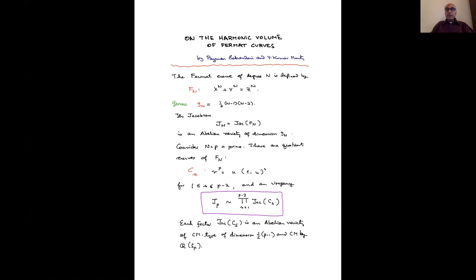And so each factor in this, the Jacobian of C_S, is an abelian variety. In fact, it's an abelian variety of CM type, which means that it has endomorphisms by a field of degree over Q equal to twice the dimension of the abelian variety. That's the maximum that's allowed. Indeed, the Jacobian of C_S is of dimension 1/2 (p-1), and it has multiplication by Q(zeta_p), which is of degree p minus one. So that's the maximum that's allowed in terms of a field. So you have this isogeny, which means up to finite groups: J_p is the product of the Jacobians.